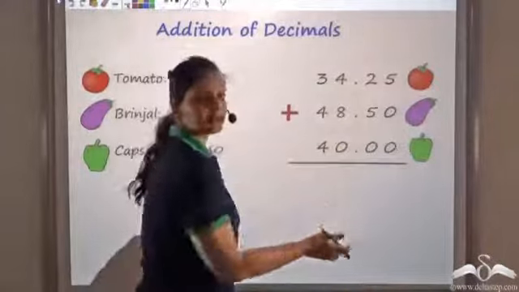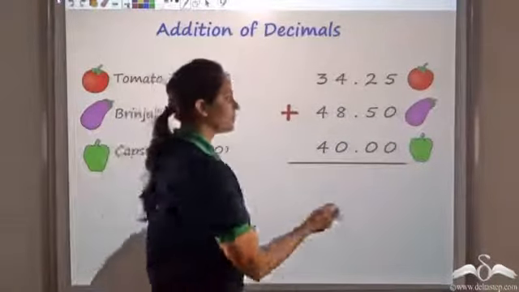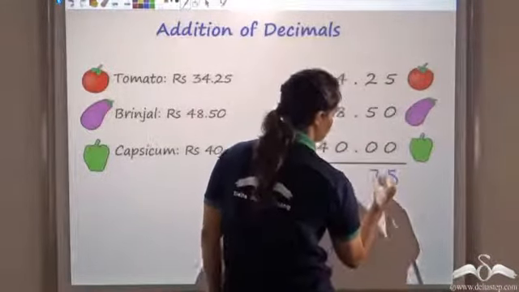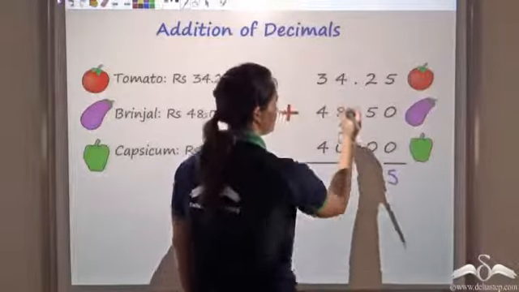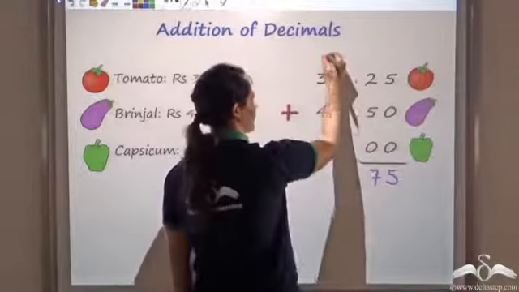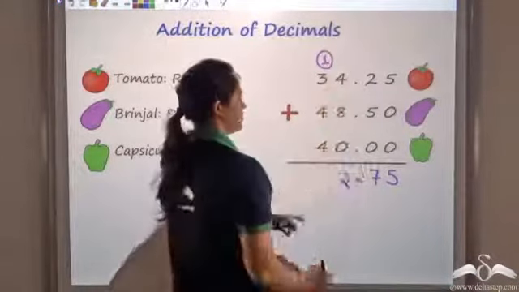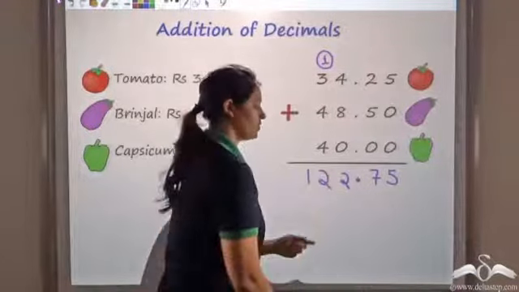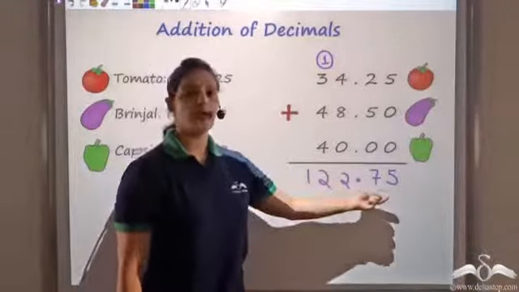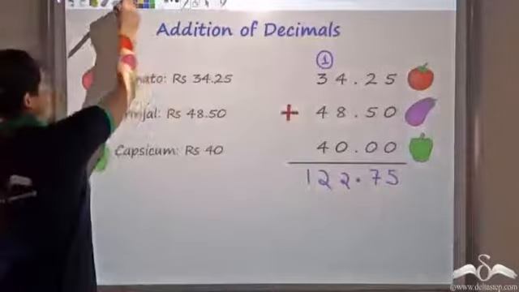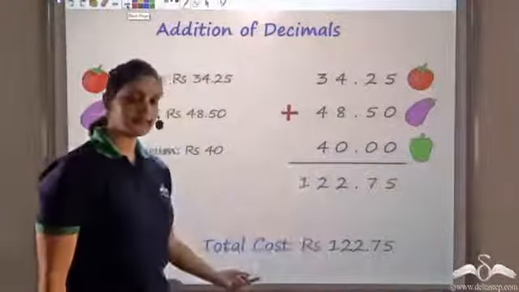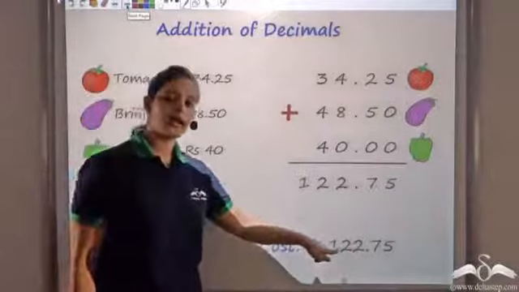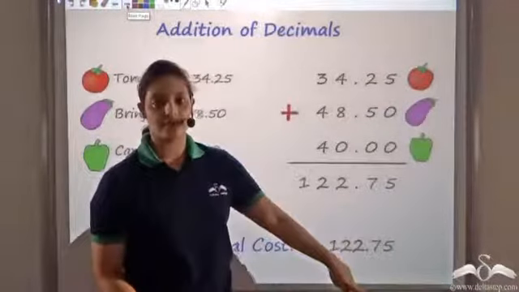So now you can add in a similar way as you've been adding integers. This would be 5. 5 plus 2, 7. Put the decimal point. 8 plus 4, 12. 1 carry over. 4 plus 4, 8. Plus 4, 12. So I get 122.75. So I see that adding these decimals, I get this, which is 122.75, which is my total cost. That is 122 rupees and 75 paisa.